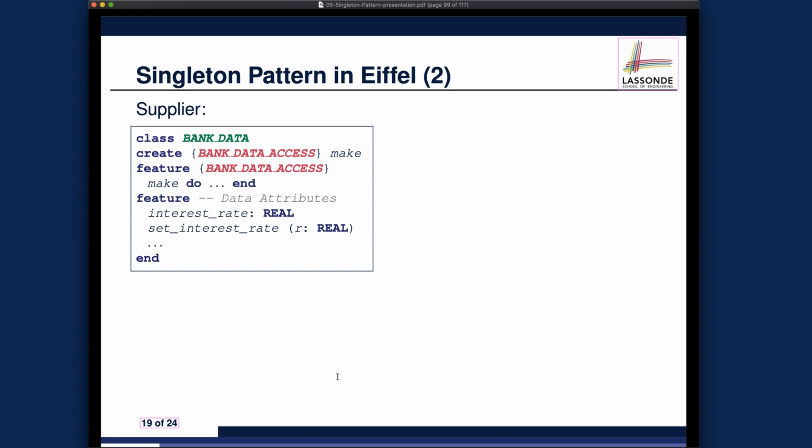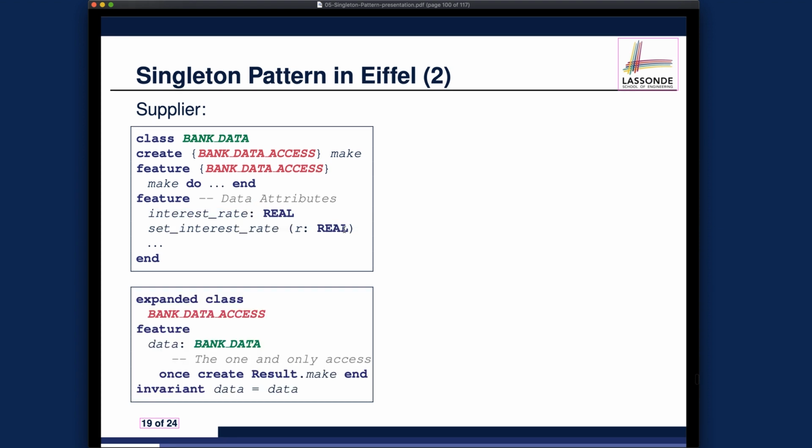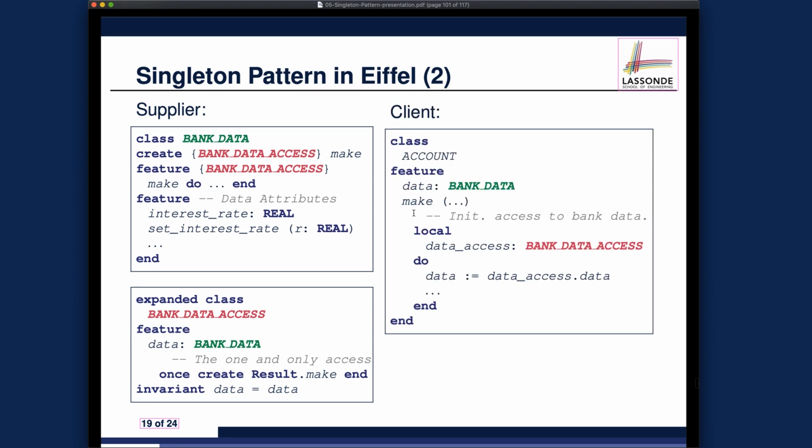So now we've got the bank data. You can see we're trying to do a very similar restriction for the data access over here, right? So now we also have more attributes to be shared in the same object. And then we also have bank data access. First of all, it is expanded and also is once. And we also have the same invariant over here to say data equals data, right? All the separate calls to the data will return to you the same data object reference. And then we have some account class over here, and this account class will simply declare data access because it's expanded, so we don't have to explicitly initialize that.